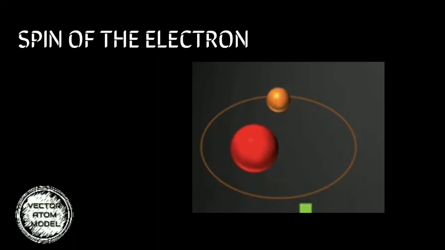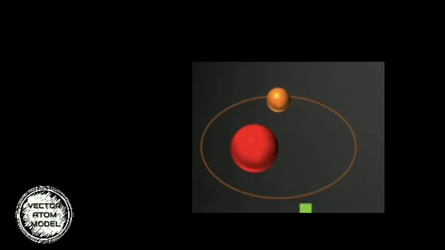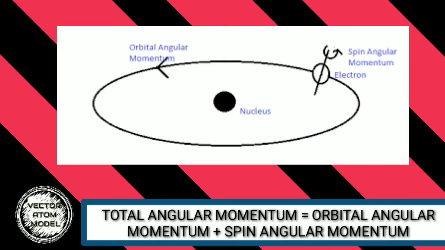The spin endows the electron with a spin angular momentum and a spin magnetic moment. Hence, the total angular momentum of an atom should be the vector sum of the orbital angular momentum and the spin angular momentum. Similarly, the total magnetic moment of an atom should be the vector sum of the orbital and spin magnetic moments.